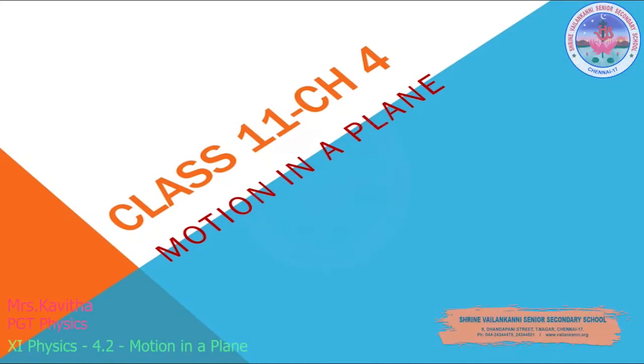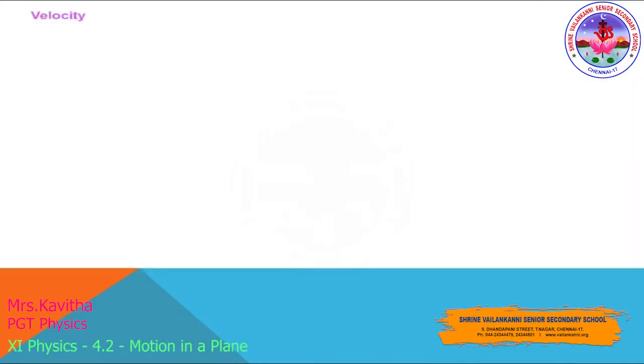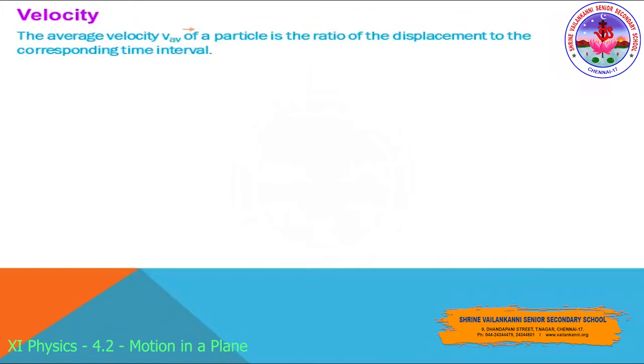Hello children, in the continuation of motion in a plane, we can see the expression for the position vector through velocity, that is, the position vector in terms of the rectangular components. So first for that we must know what average velocity is. We know that very well. The average velocity is nothing but the ratio of the displacement to the corresponding time interval.